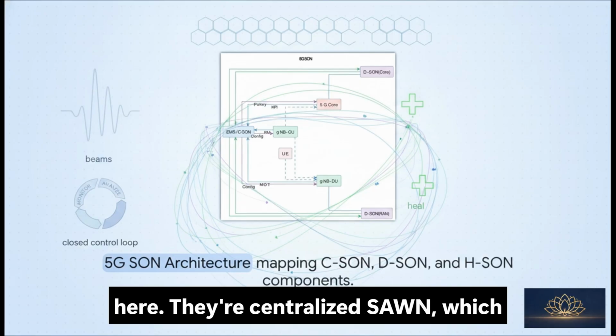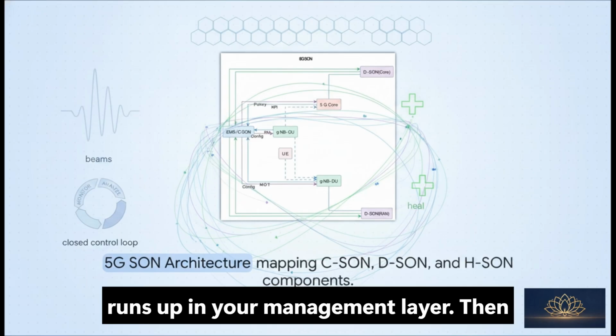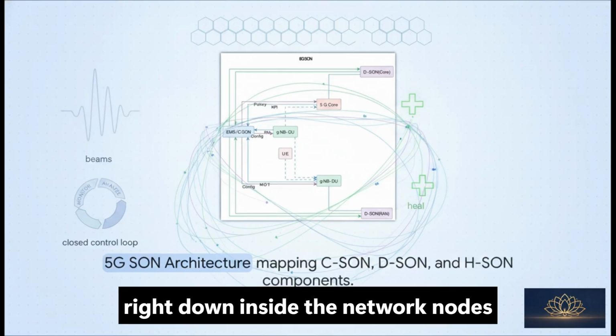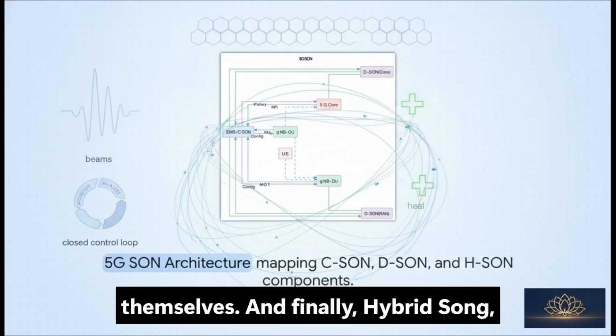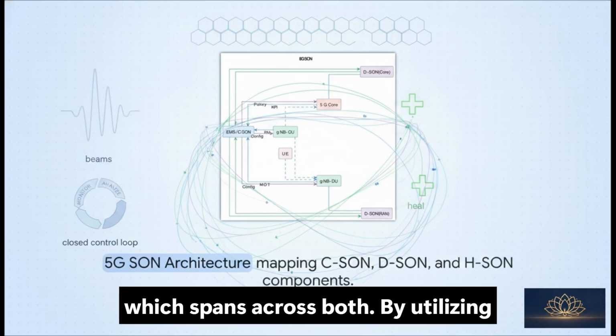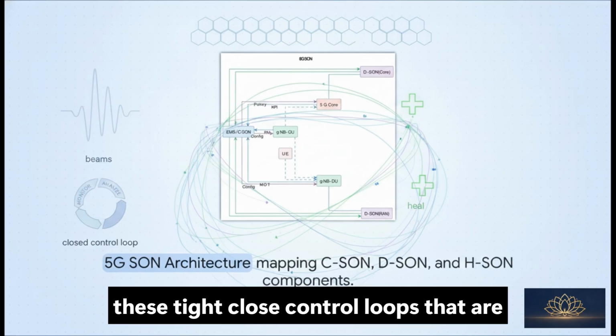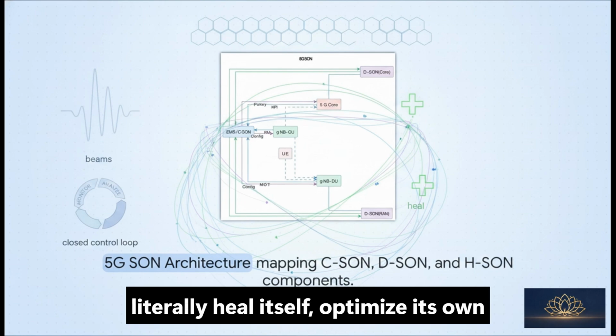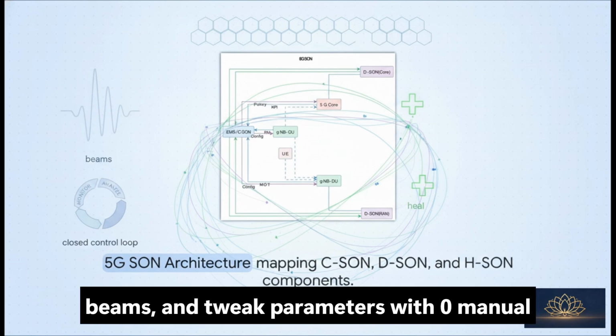You've got 3 deployment styles here. There's centralized SON, which runs up in your management layer. Then there's distributed SON, which sits right down inside the network nodes themselves. And finally, hybrid SON, which spans across both. By utilizing these tight, closed control loops that are constantly monitoring, analyzing, deciding, and executing, the network can literally heal itself, optimize its own beams, and tweak parameters with zero manual intervention.